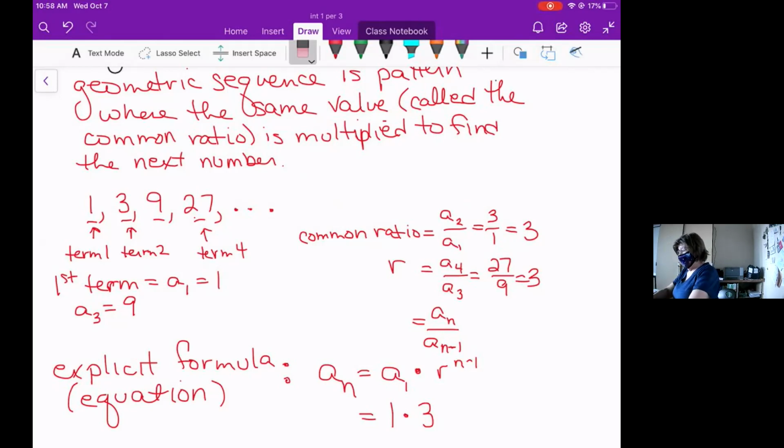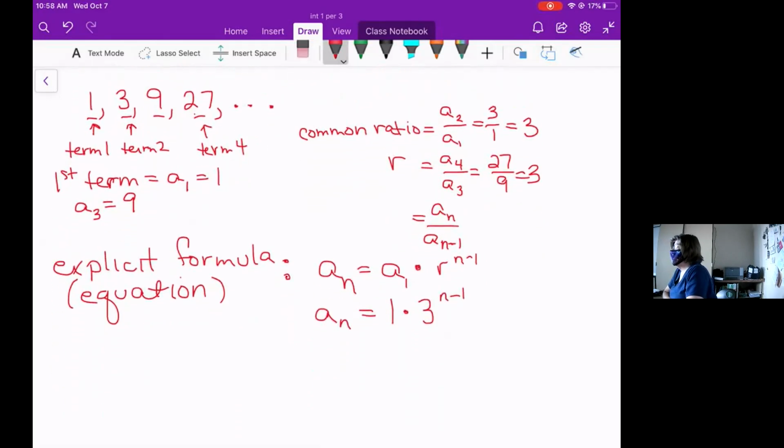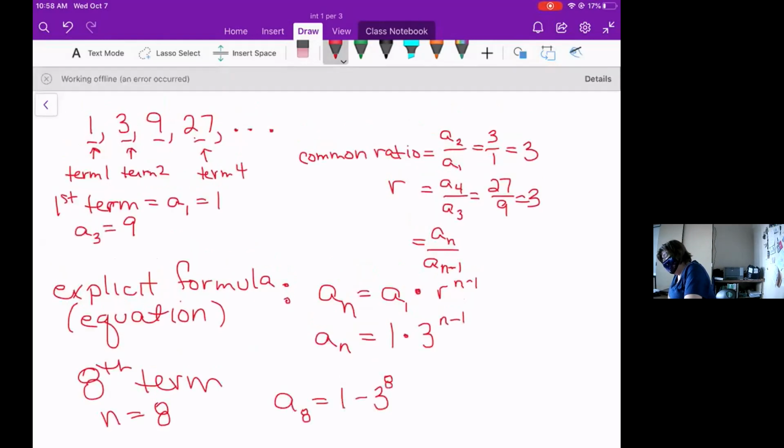So we're going to put n minus 1 here. Go back to that n minus 1. Now I want to find, give me a number. Let's not do above 10. So pick a number between 1 and 10. 8. I want to find the 8th term of this sequence. So n is equal to 8. Remember, the term number is n. So that means a sub 8 equals 1 times 3 to the 8 minus 1.